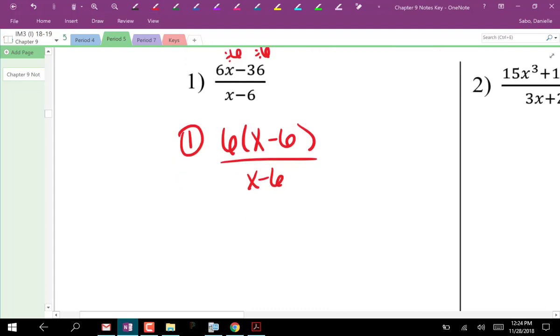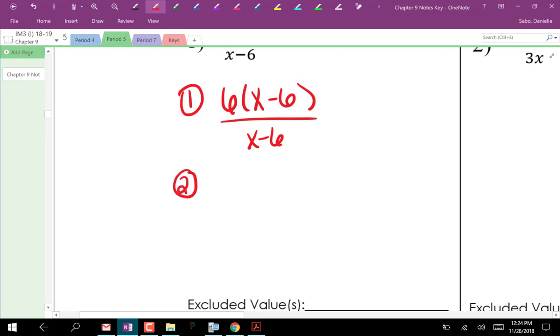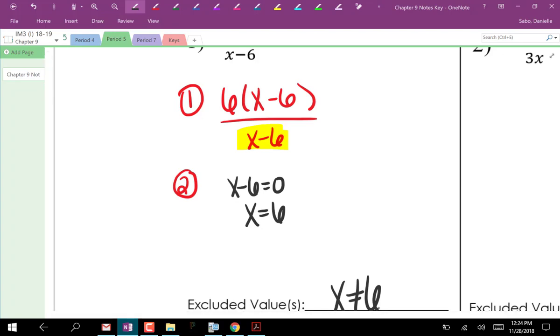Then step 2 says to list the excluded values. That's what makes this bottom piece equal to 0. So if you were not here, I'm going to sum up what yesterday was. Some of you might not have to write all this out because you were here yesterday. But you would just do x minus 6 equals 0. What would you do to both sides? Yeah, add 6. So x is going to equal 6 here. So that is my excluded value. X cannot be 6. Excluded value means that you're excluding it from something. It doesn't exist. And that's why we have that slash with the equal sign. It means does not equal 6.